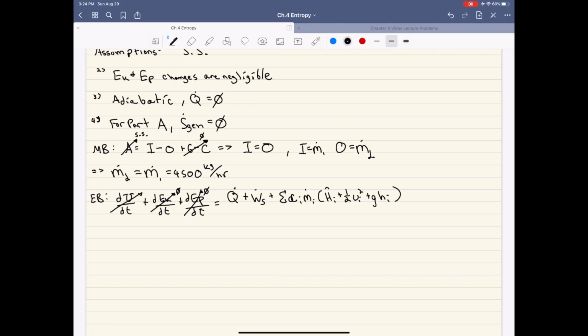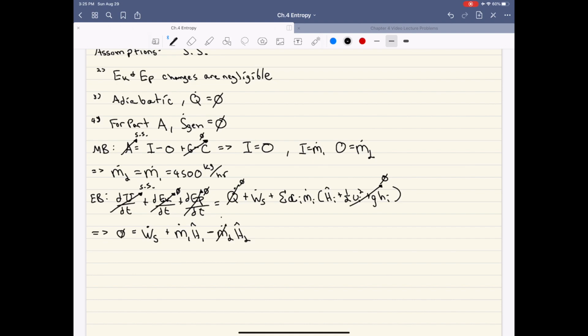On the left-hand side, we're not really going to care about kinetic or potential energy, and we're not even going to be looking at changes in internal energy because this system's operating at steady state. Q is equal to 0 because the system's adiabatic. And once again, we're not really going to be looking at changes in kinetic or potential energy. So those are 0. And so our energy balance is going to reduce down to 0 equals the shaft work plus the enthalpy brought in by the inlet steam minus the enthalpy that comes out with the outlet steam.